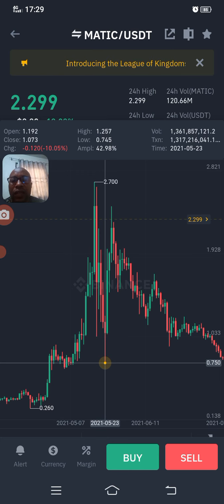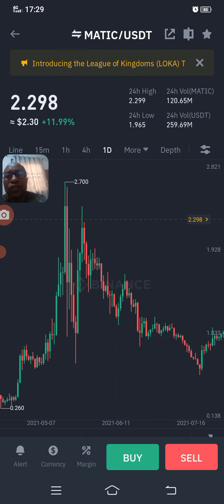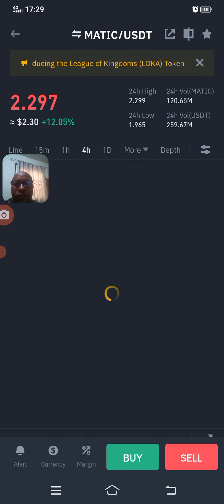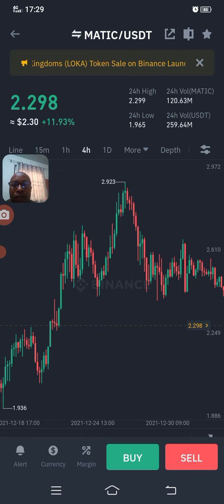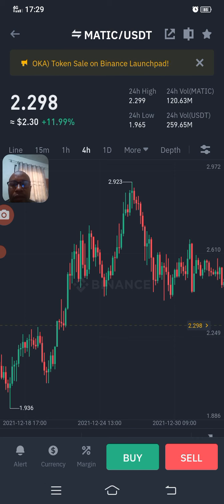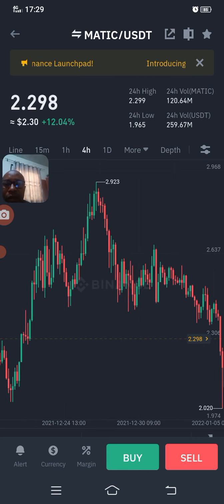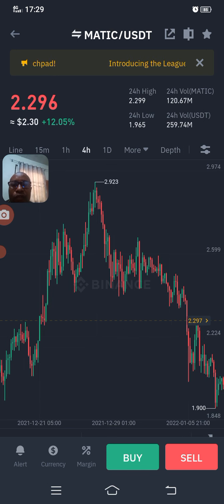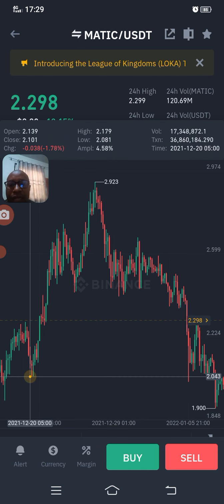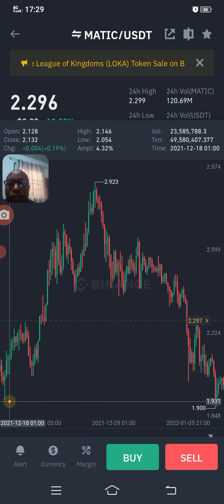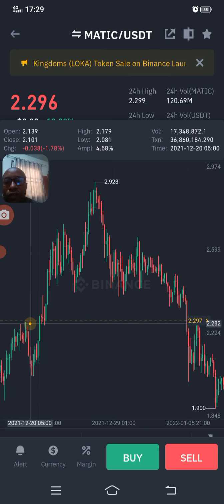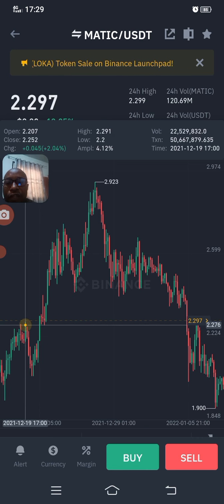Okay, let us try 4 hours. Let me shrink the chart so that you understand what we are talking about. We have a buy zone here. Price swung. Okay, let me start from here. Price went up from here, got to this extent, and now returned.